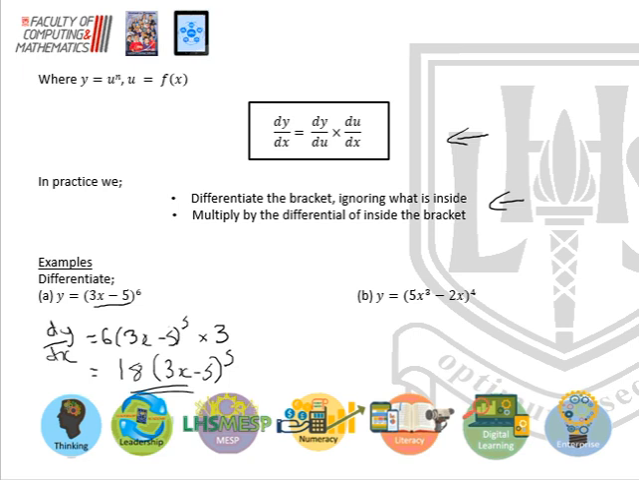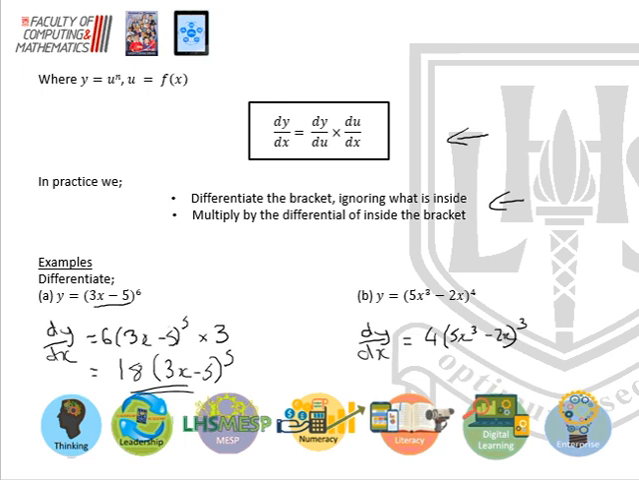Okay, so same again here. Cover up the bracket. I don't care what's in there. We're just going to differentiate ignoring that first of all. So dy by dx, the 4 comes down, the bracket stays the same and it becomes cubed. So then the bracket just stays exactly the same. It's (5x cubed minus 2x).